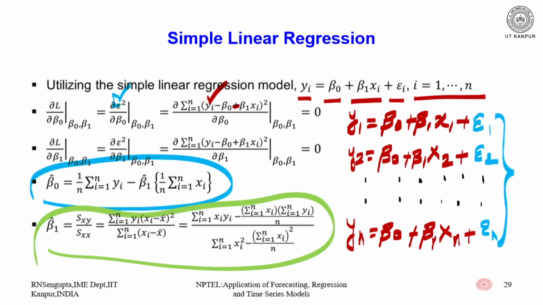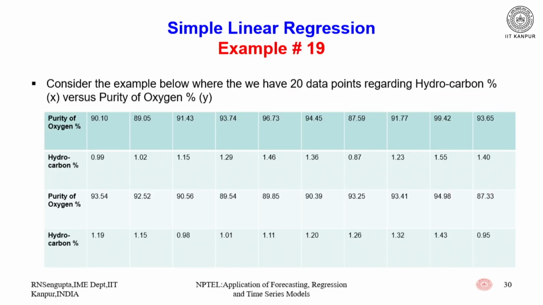So, given the simple linear regression model, the two parameters beta hat naught and beta hat 1 are given, and we will utilize these values to solve a problem now. This is the problem which we have. What is the background of the problem? Consider the example below, where we have 20 data points regarding hydrocarbon percentage, which is the x variable, the independent one. Based on that, the purity of oxygen in percentage, which is y, is given, and we need to find the relationship between x and y.